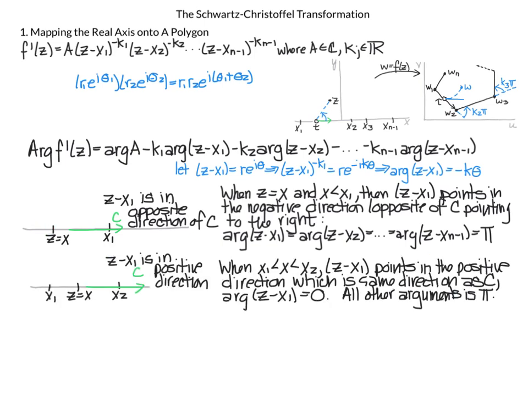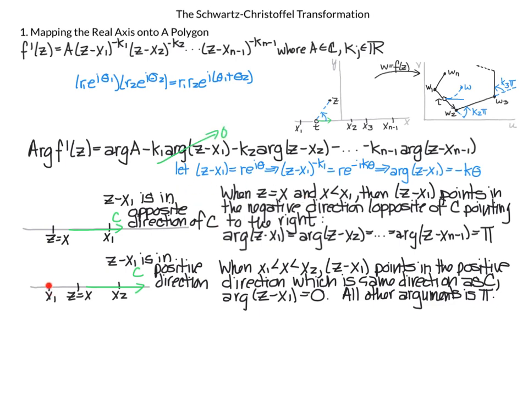Now let's consider what happens once we pass x1 and we're between x1 and x2. So z is equal to x between x1 and x2 over here. Now consider z minus x1. So this is our starting point, x1. When we point towards z, we're pointing in the positive direction, which is the same direction as c. So the argument of z minus x1 is 0. Looking at our formula up here now then, this argument of z minus x1, this goes away. This becomes 0.